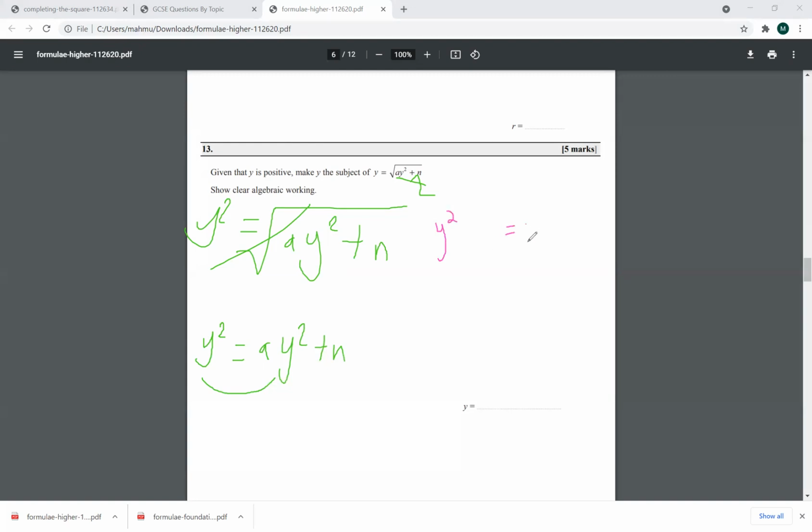So I've taken the a. What happens to this when I take it to the other side? It reverses. And what's in front of this? What sign is a in front of it? Plus. So is it a minus? Minus ay squared? Yes.